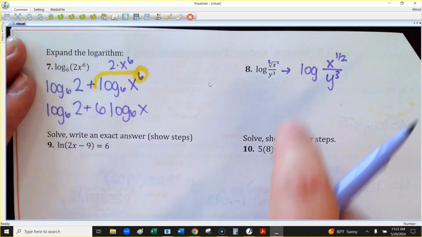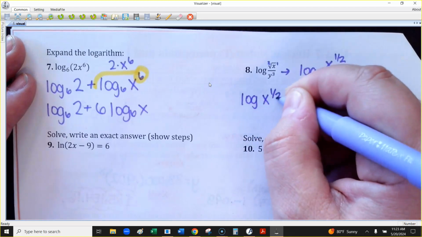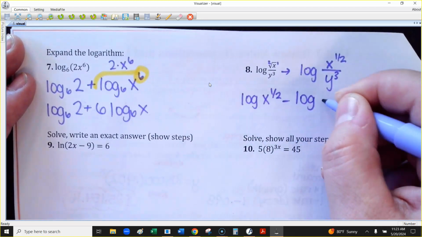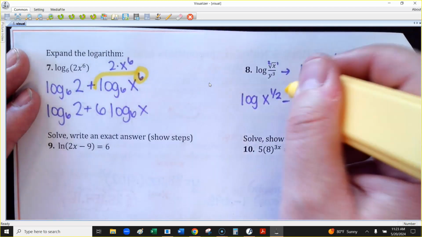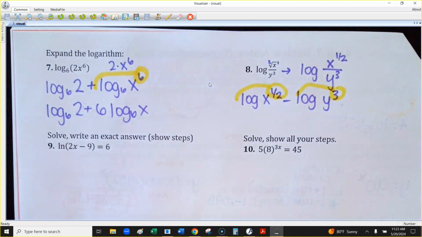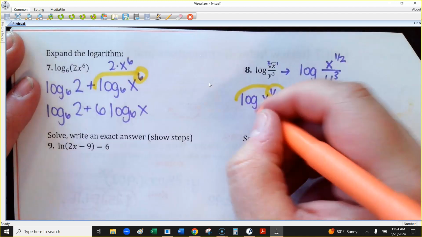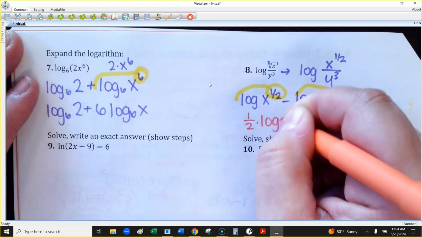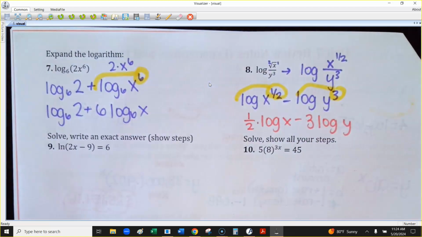All right, now, I do have 2 things divided. So this would be the log of x to the 1/2 minus the log of y to the 3rd. And if you want to do this all in one step, you can. I'm just trying to isolate the two properties so you can see both. And I'm going to drag that exponent down in front. So this would be 1/2 times the log of x minus 3 times the log of y, totally expanded. So that's the quotient rule with subtraction. Division turns into subtraction. The previous question, multiplication, turns into addition.